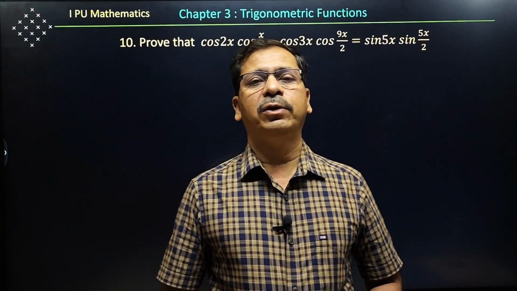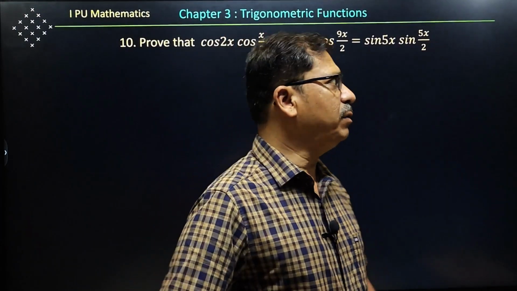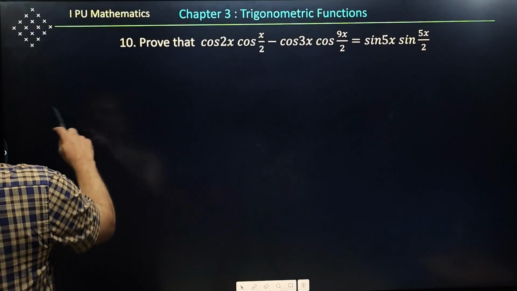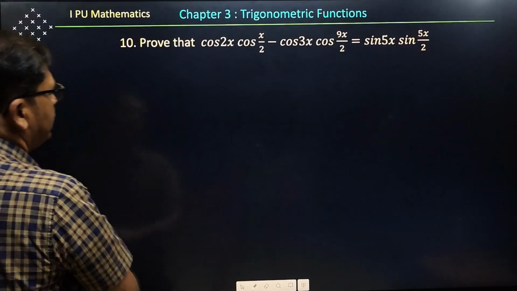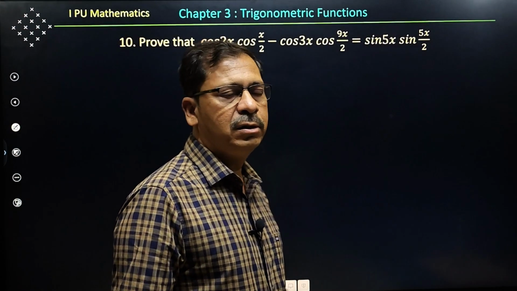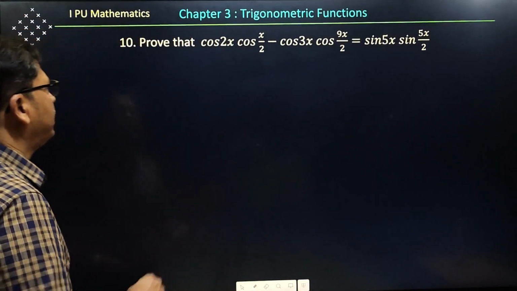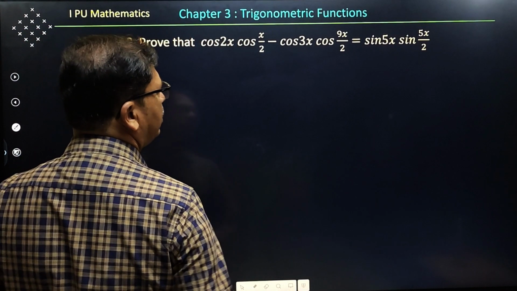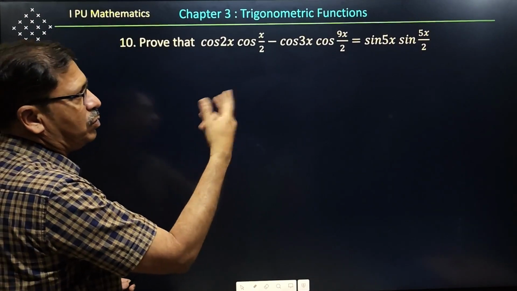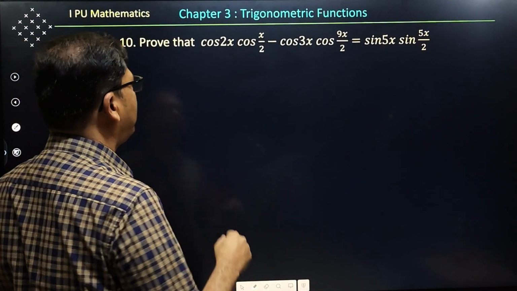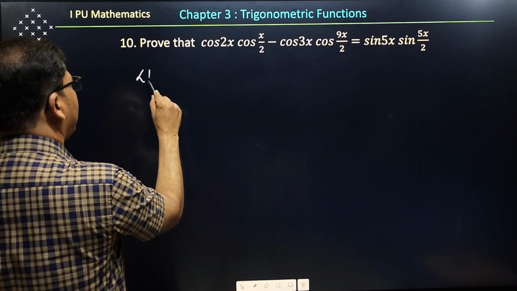Welcome students, let me continue our next class on trigonometry and let me continue the 10th example here. Up to the previous class we have completed 9 examples, and let me continue the next one. There is a combination and we need to prove this is equal to sin 5x into sin 5x by 2. Now let me take the LHS part here.